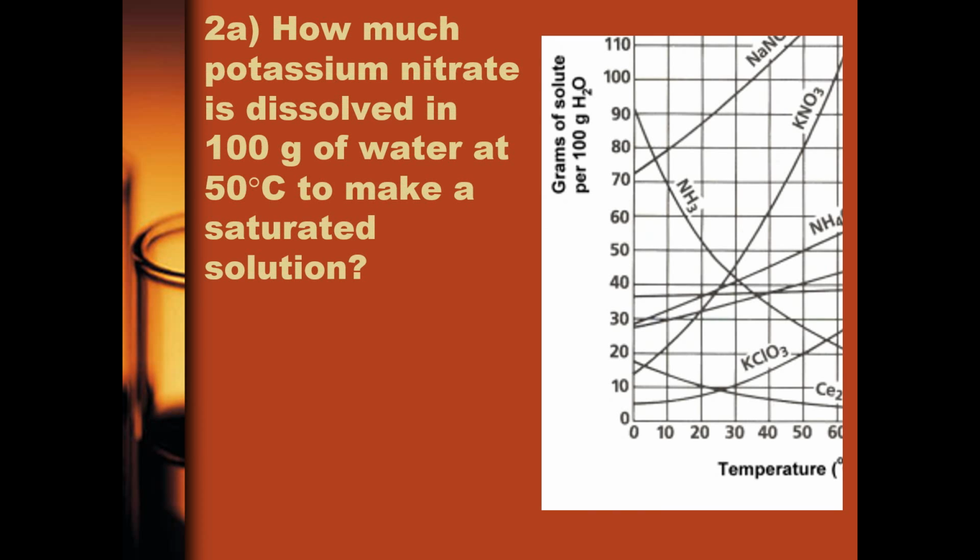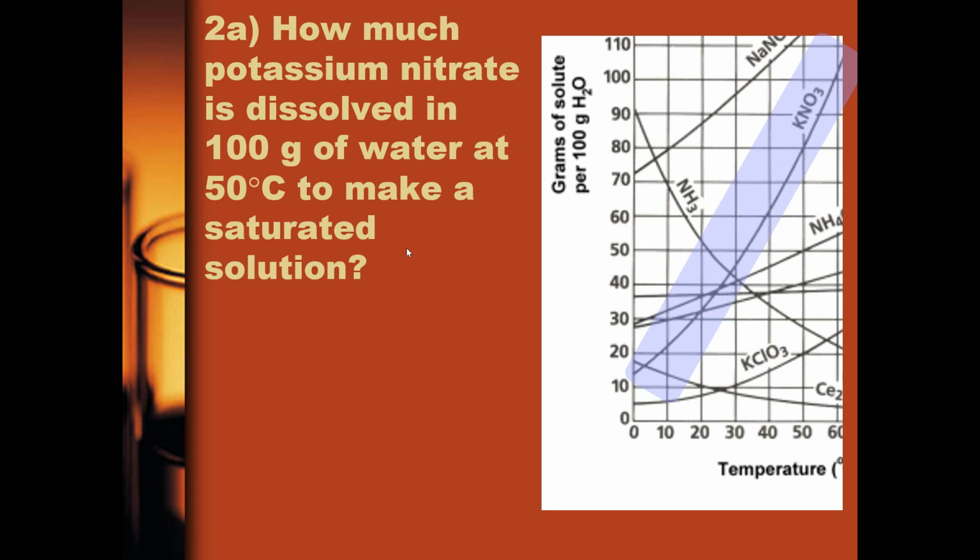For this problem, it says how much potassium nitrate is dissolved in 100 grams of water at 50 degrees Celsius to make a saturated solution. The first thing we want to do is know what potassium nitrate is. As we scan the different curves here, we're looking for potassium, and we see potassium here, and a potassium here. When we flip the periodic table over, we will see under the polyatomic ion section, this is chlorate and this is nitrate. So we're going to highlight this curve for this particular problem.